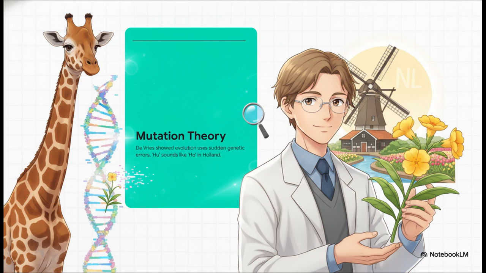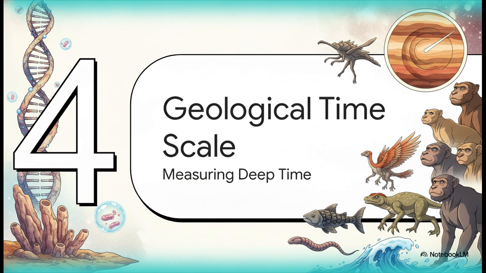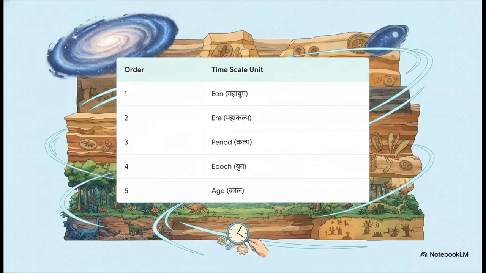Let's jump to section 4, geological timescale. Because these evolutionary changes literally span billions of years, our standard 365-day calendar is completely useless here. Instead, scientists rely on a very specific hierarchy for dating rock layers and fossils. And by the way, this sequence frequently pops up in state PCS and UPSC exams, so pay attention.